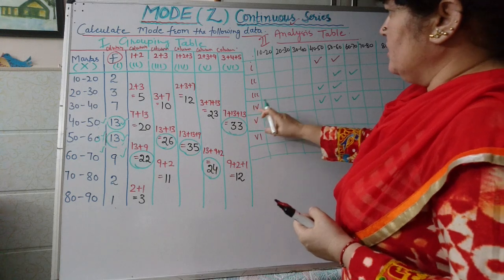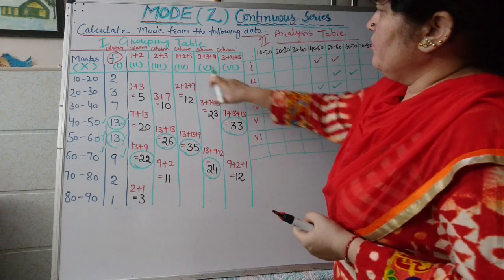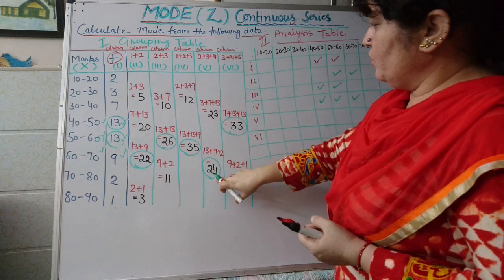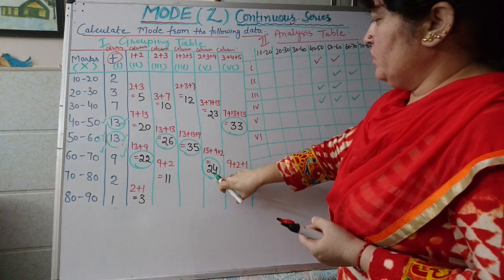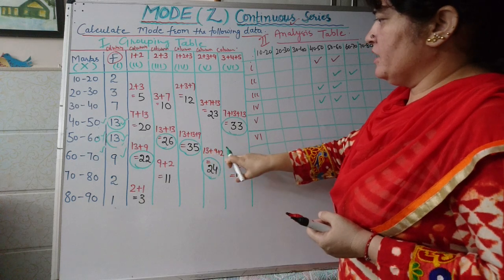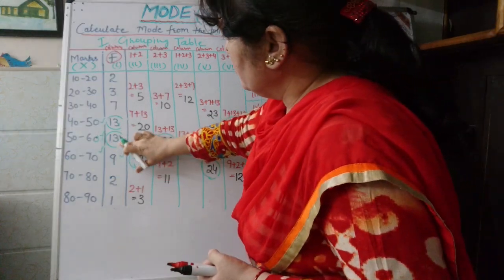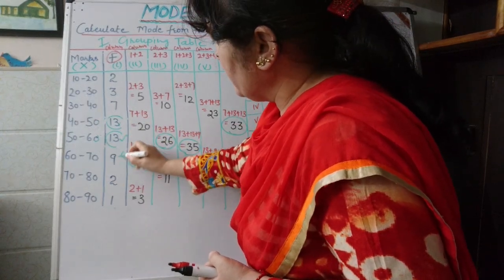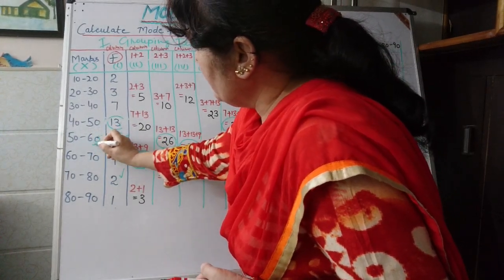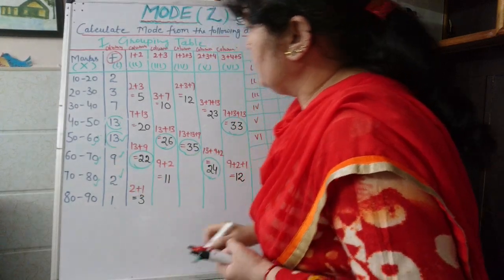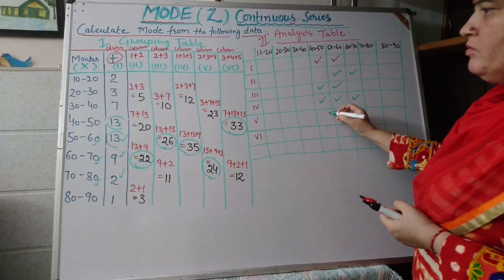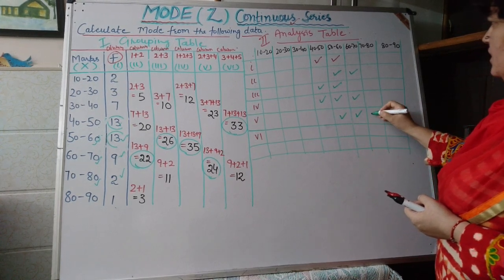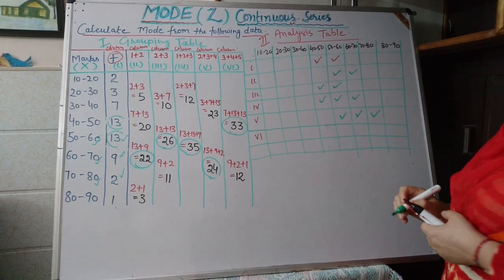We have cleared four columns. We have summed up and analyzed the values. Then in the fifth column, the highest value is 24. 24 is the summation of 13 plus 9 plus 2, against class intervals 50 to 60, 60 to 70, and 70 to 80. So in the fifth column, the first tick mark will be 50 to 60, then 60 to 70, and the last tick mark 70 to 80.